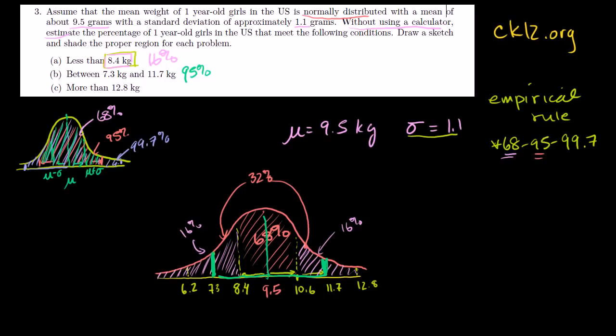And then finally, part C, the probability of having a 1-year-old U.S. baby girl more than 12.8 kilograms. So 12.8 kilograms is 3 standard deviations above the mean. So we want to know the probability of a result more than 3 standard deviations above the mean. So that is this area way out there that I drew in orange. Maybe I should do it in a different color to really contrast it. So it's this long tail out here, this little small area. So what is that probability?